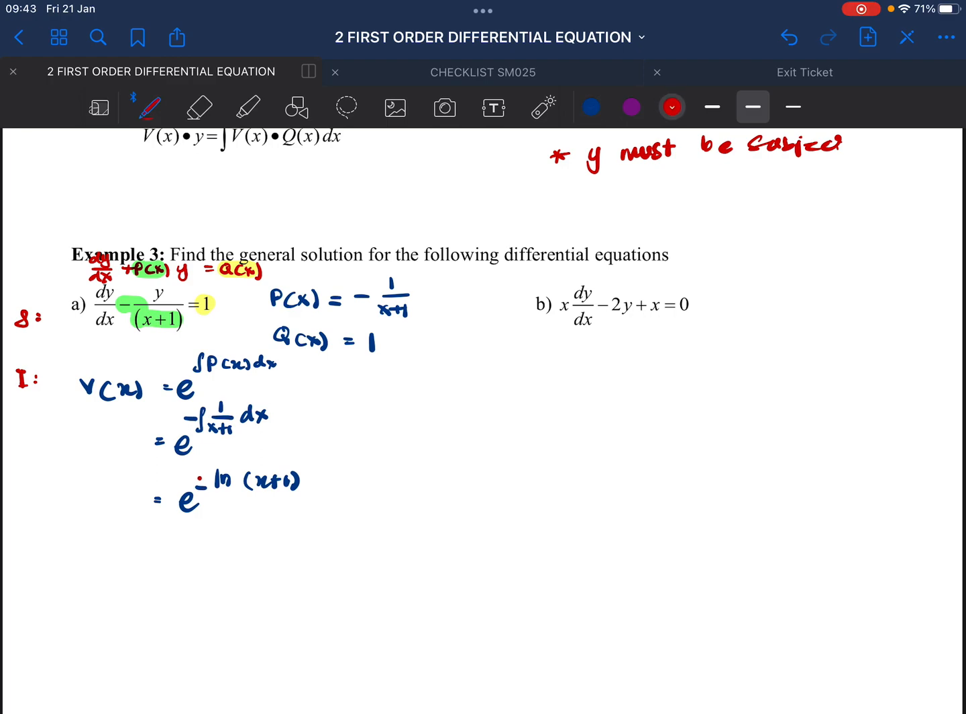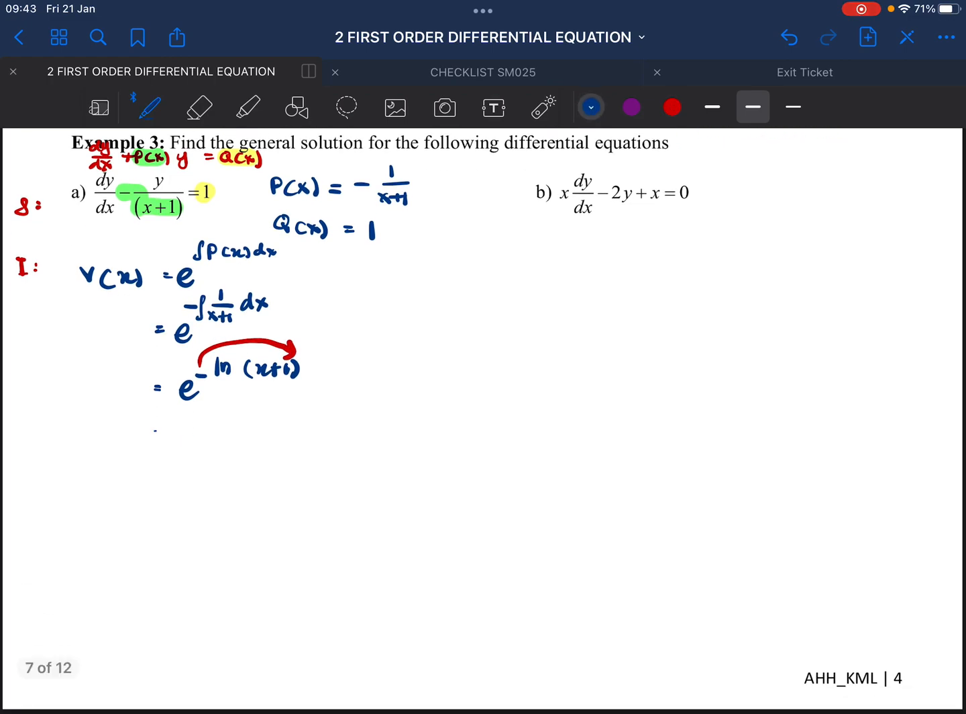This is a constant. Negative ni is a constant. You can move it up here. Okay, so you will have exponent ln x plus 1 power negative 1. Okay, so make sure if you can move the power up here, make sure to move it. Okay, and you have to simplify.